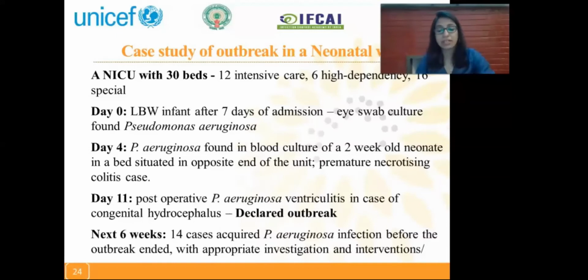Then in the next 6 weeks, they continued to do surveillance as well as a lot of control measures. Once they had declared the outbreak, they looked into why it was spreading, what kind of patients they were, whether they were on a ventilator or any interventions, or whether hand hygiene or environmental hygiene was a problem. They looked into a lot of things. At the same time, they continued to measure the cases that were coming. In the next 6 weeks, they could record 14 P. aeruginosa infections till the time the outbreak ended, and they continued to take appropriate interventions to control the outbreak in that unit.